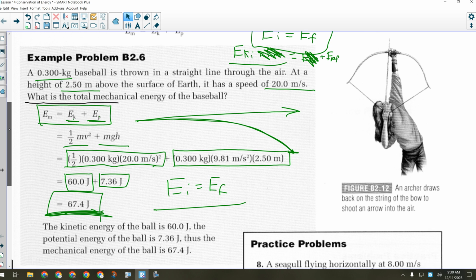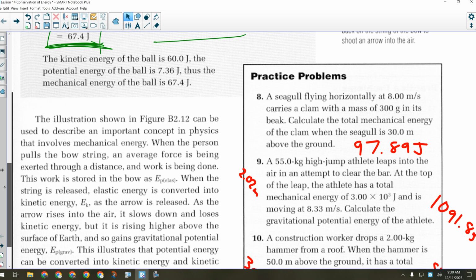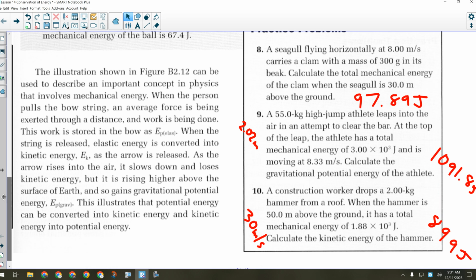All right, I would like you guys to try those 3 questions there. All they're asking you about is this formula. Okay, I'll give you a few minutes on those.